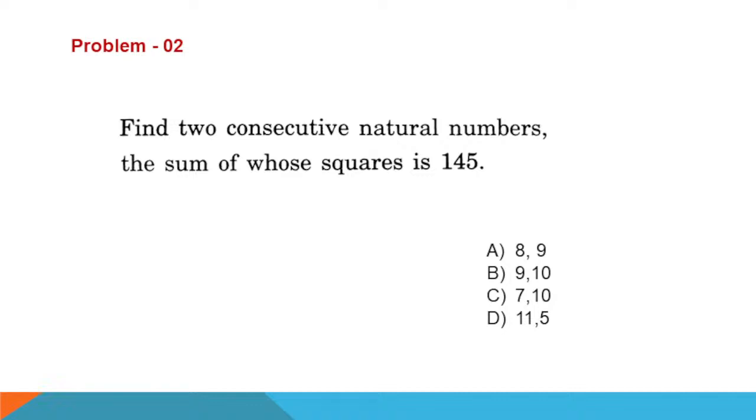Find two consecutive natural numbers. Again, natural numbers. That is, the numbers cannot be negative. And 0, understood? 0 is not a natural number. It is a whole number. Find two consecutive natural numbers. Consecutive means one after another. The sum of those squares is 145.